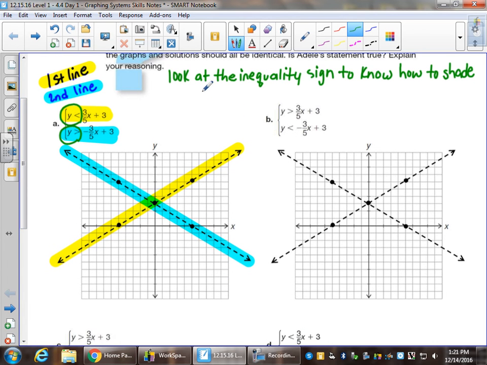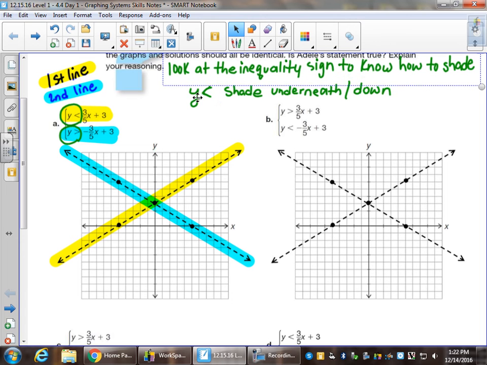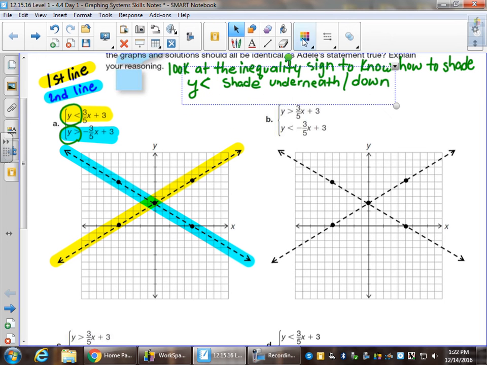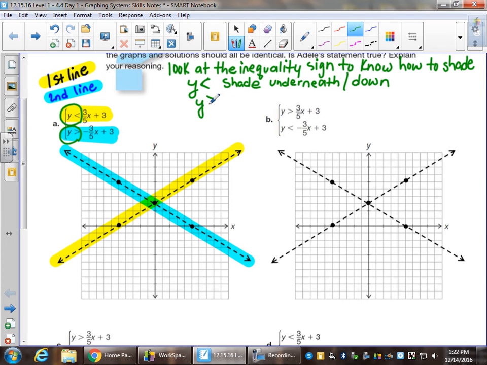So this says, if it says y is less than, shade underneath or down. If it says y is greater than, that means shade above or up.